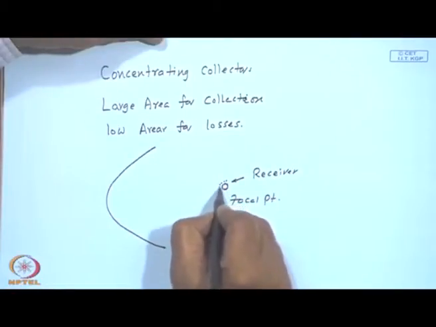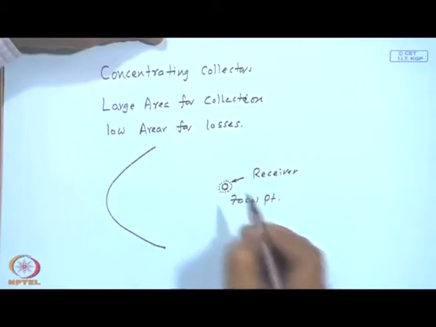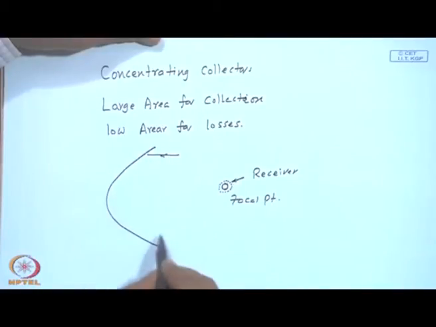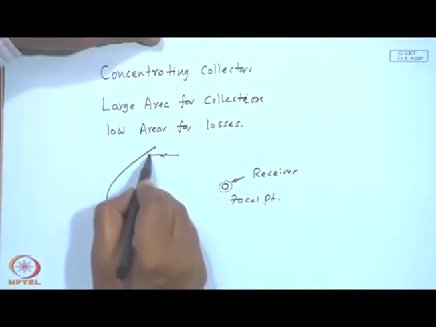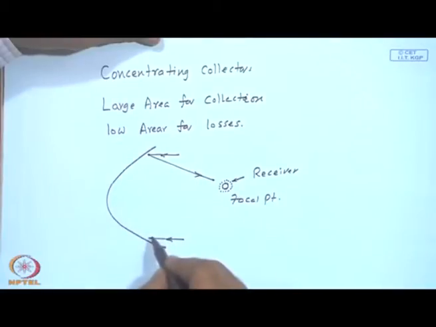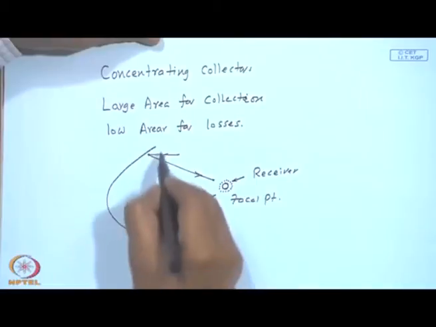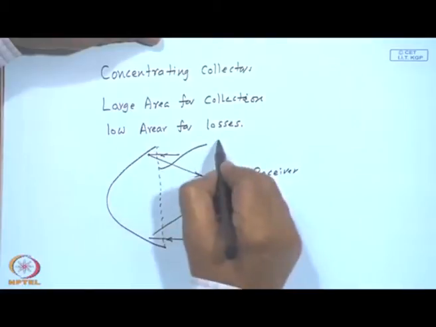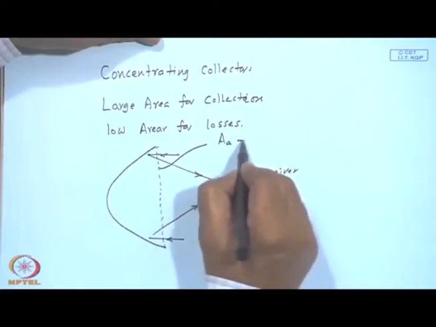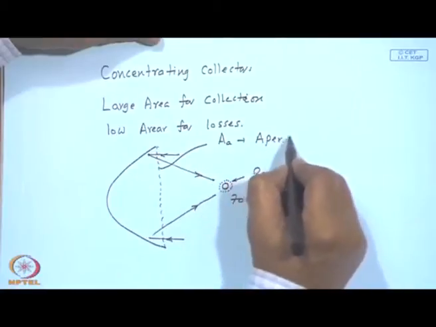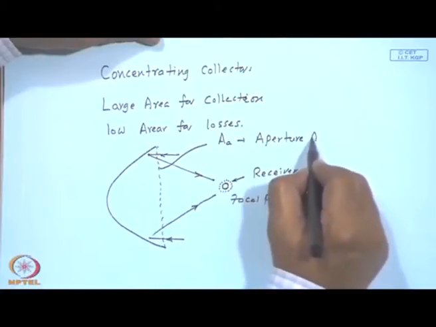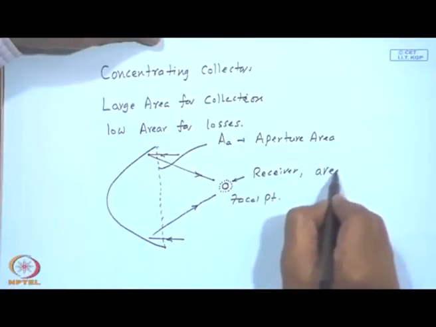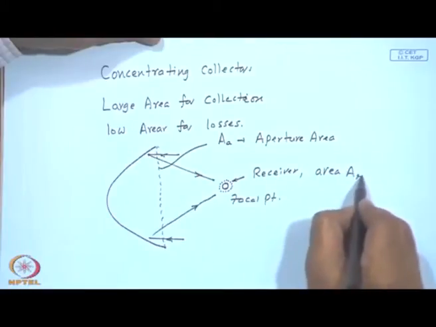We may have a glass cover surrounding it and even evacuate it, and any ray that falls on this will be reflected onto the focal point. So, this is my actual area of collection, which is called the AA, the aperture area. And this is the receiver of area AR.